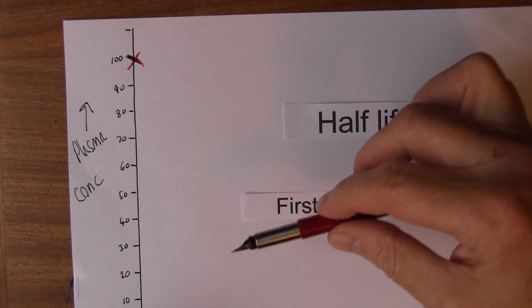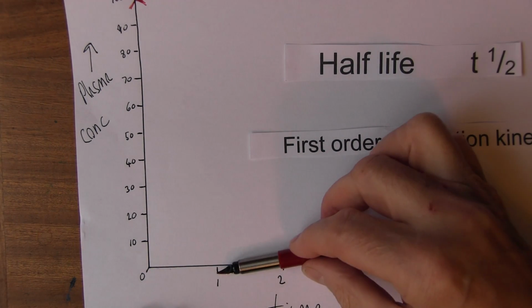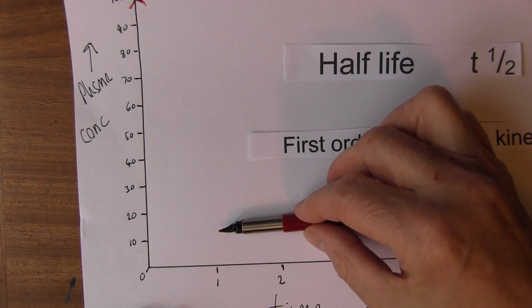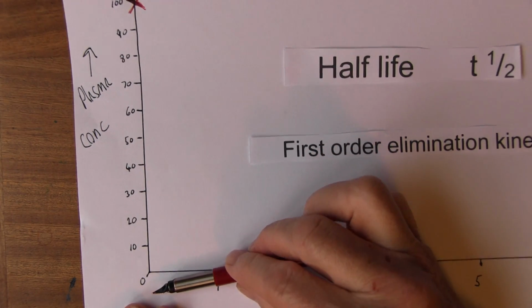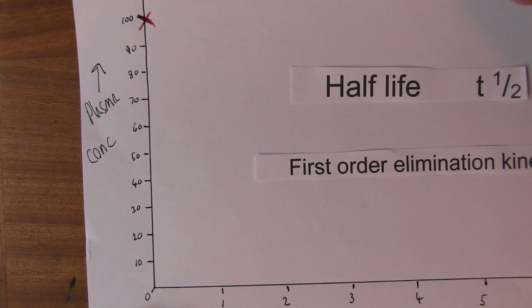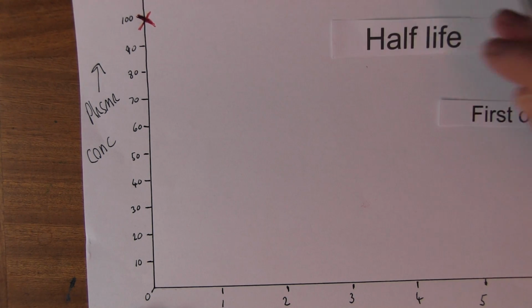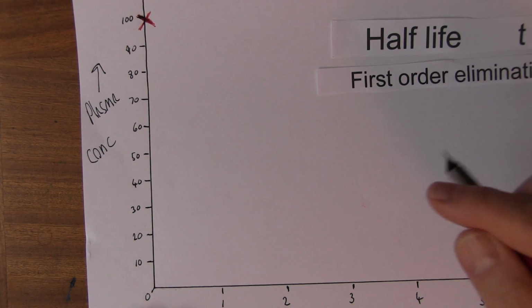So, let's suppose the half-life for this drug is an hour. And let's suppose this is 1 hour there. So at time 0, or a few seconds after time 0, we've got 100 milligrams of drug in the plasma. The half-life is the time taken to eliminate half of this given dose of drug.